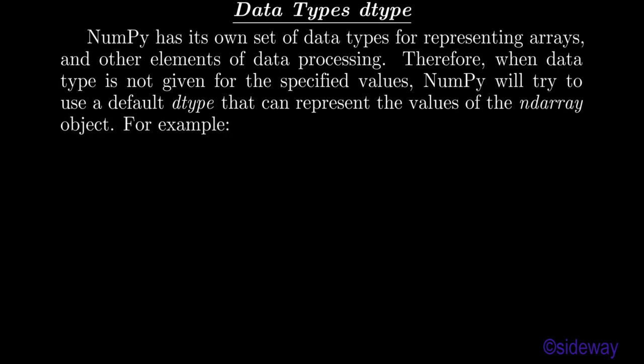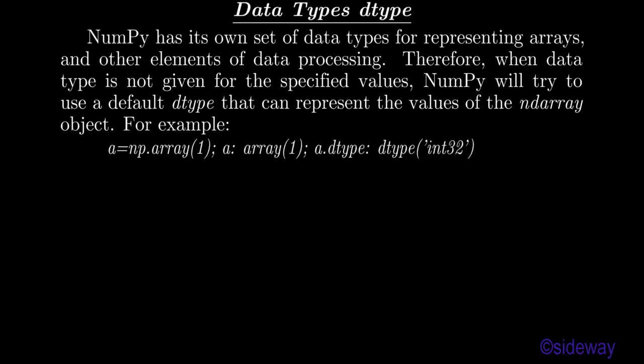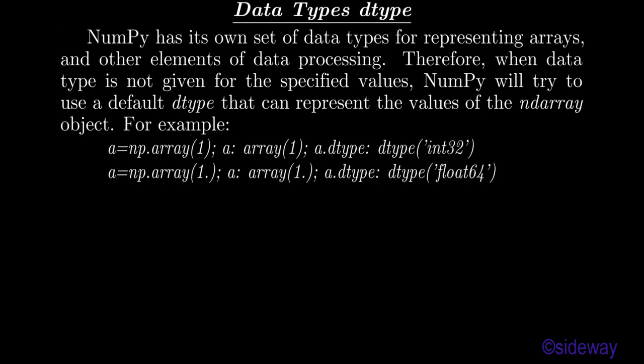Data types, dtype. NumPy has its own set of data types for representing arrays and other elements of data processing. Therefore, when data type is not given for the specified values, NumPy will try to use a default dtype that can represent the values of the ndarray object. For example, a = np.array(1), a.dtype is int32. a = np.array(1.), a.dtype is float64.